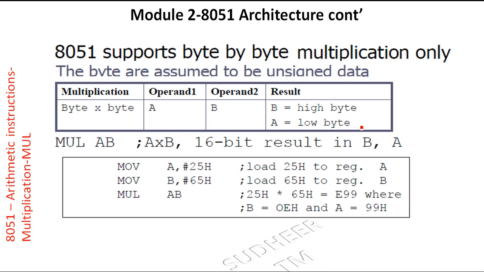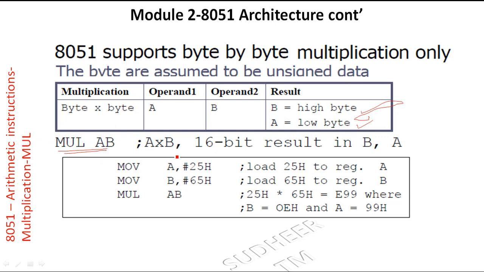The lower order byte of the product will be within the accumulator, and the higher order byte of the product will be within the B register. So both A and B are the two registers that support arithmetic operations within the 8051. MUL AB is the opcode, and the instruction format is MUL space A comma B. It means A into B. This instruction will not support any other register. For example, MUL R1 R2 is not supported within our microcontroller.